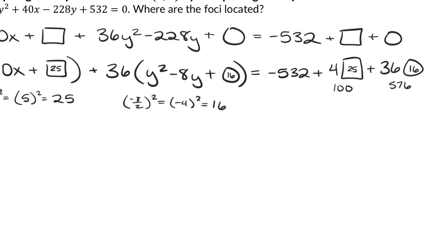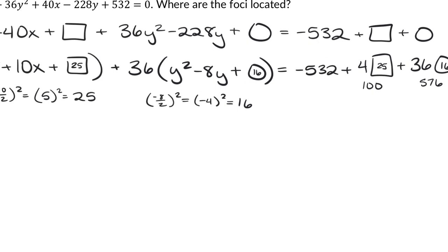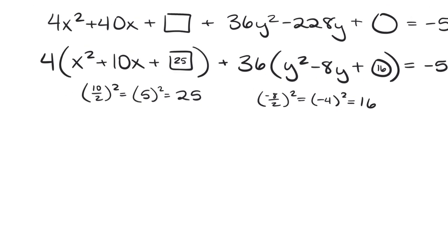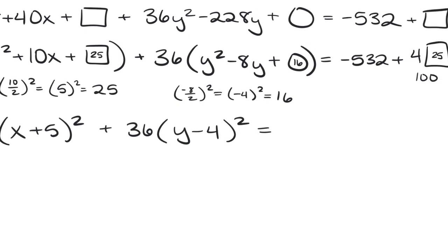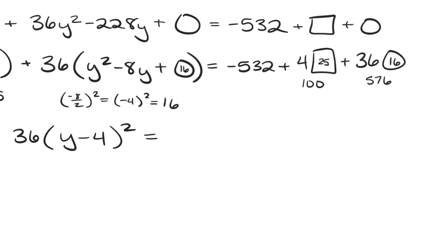Okay, let's clean this up. A whole lot is going to happen in one fell swoop. So now that I have this multiplied, those parentheses are going to magically, by completing a square, become 4 times x plus 5 squared plus 36 times y minus 4 squared equal to everything on the right side of that equation, which is negative 532 plus 100 plus 576, and if you trust me, that's 144.